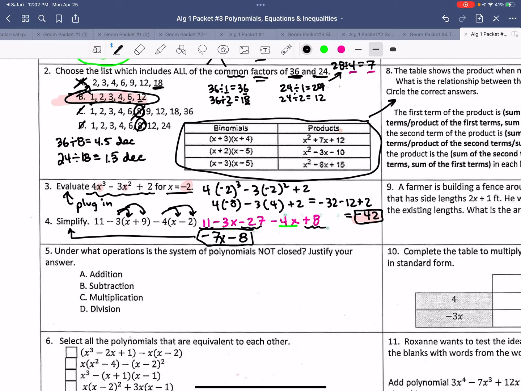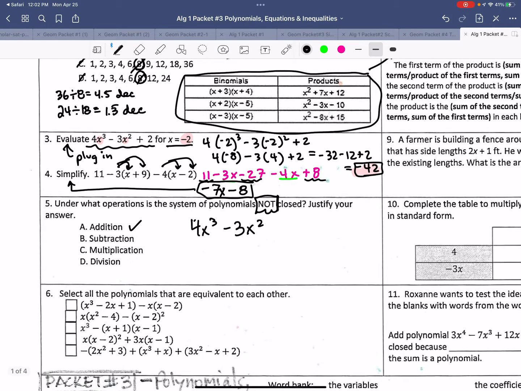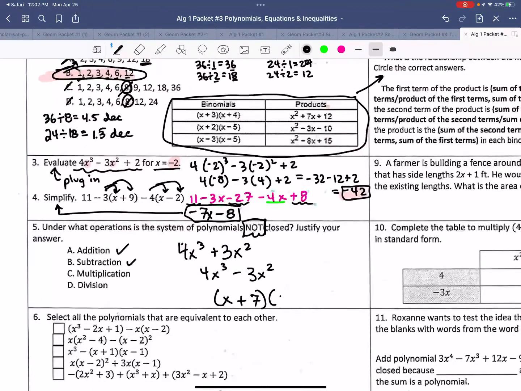All right, 5. What operation is not closed? Well, this is interesting. So notice we've been adding polynomials, right? 4x cubed minus 3x. We know we can add them. Subtract them. I just wrote a subtraction. I know I can subtract them. Multiply them. We just did multiplying them up top, didn't we? So what can't we do?